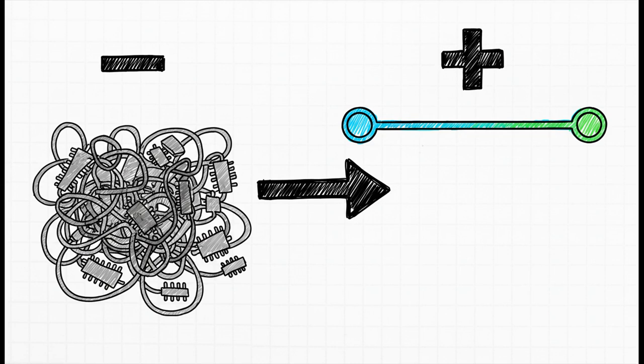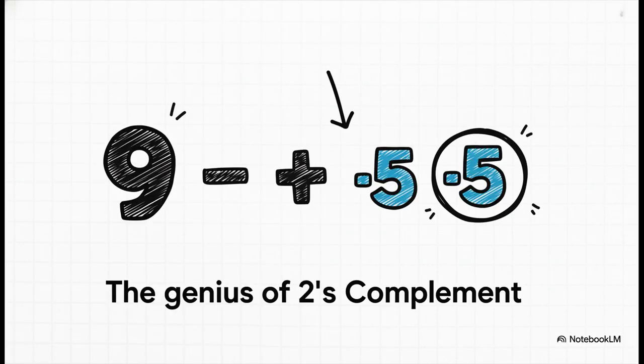But for a computer, building a circuit that actually does subtraction is way more complicated and expensive than building one for addition. So the engineers thought, what if? What if we could get rid of subtraction altogether? And this is the genius of 2's complement. The computer doesn't have to learn subtraction. It just turns every subtraction problem into an addition problem. Instead of calculating 9 minus 5, it calculates 9 plus -5. And since we have this great way to write -5, it can just use the simple addition circuits it already has.